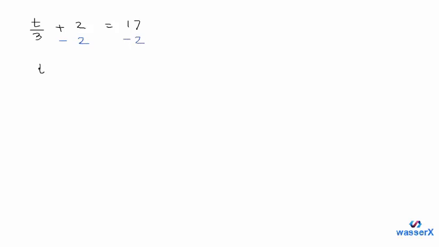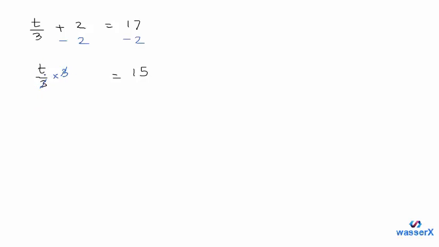That would give us t over 3 plus 2 minus 2 is plus 0, or t over 3 simply is equal to 17 minus 2, which is 15. Now what this means is a number divided by 3 is 15. To find the number, multiply this side by 3. The 3 and the 3 will get cancelled. So you are left with t times 1, which is the same as t.